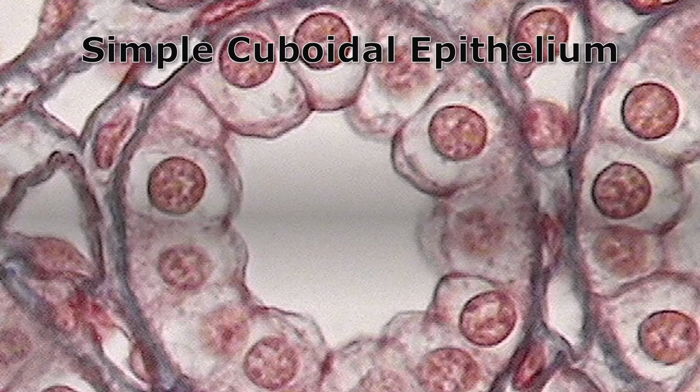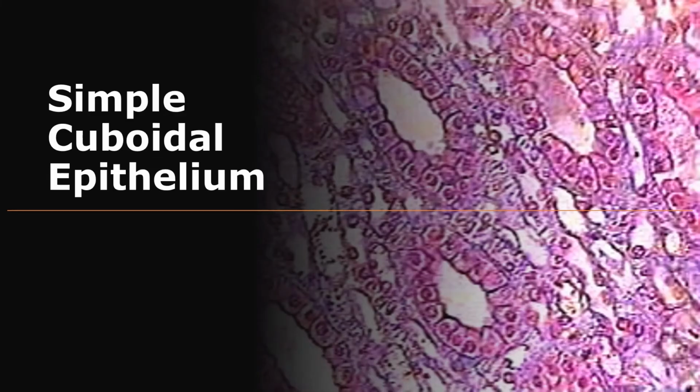More simple cuboidal. One giant soda straw here. Large lumen in the center. Again, function is secretion, absorption; location, kidney tubules, glandular tubules. Another picture: you can see here the soda straws kind of look like you're squashing them now. They're a little bit more oval shaped, but it's still a single layer of boxy cells with large lumens. Soda straws are elongated now, but we still see them.